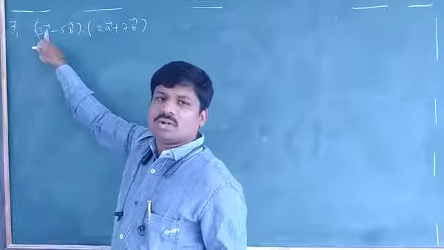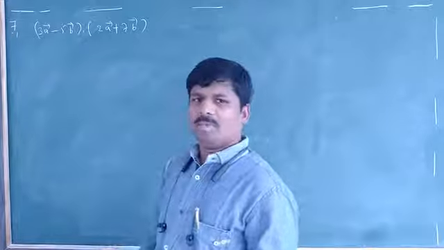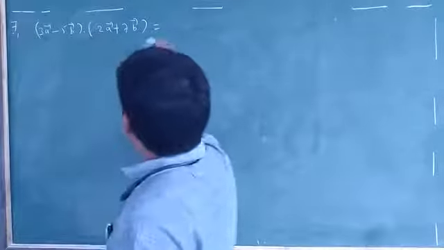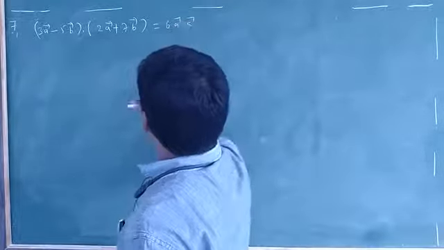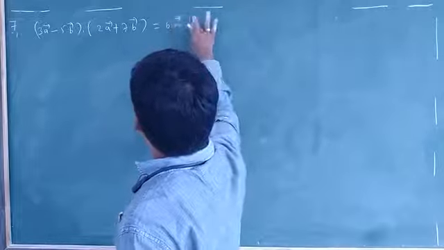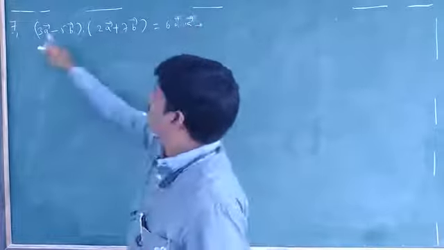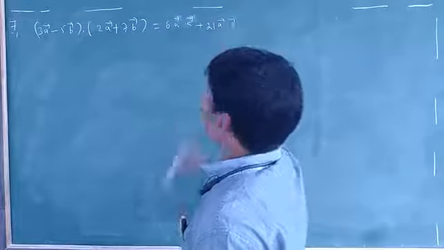But here we don't know about a bar and b bar, so you have to multiply these two vectors. That much only. How can you multiply? 3a bar into 2a bar: 3 into 2 is 6, a bar dot a bar. 6a bar dot a bar, right? Next, plus 7 into 3, 21 a bar dot b bar.